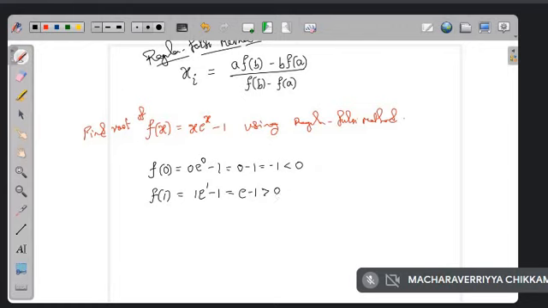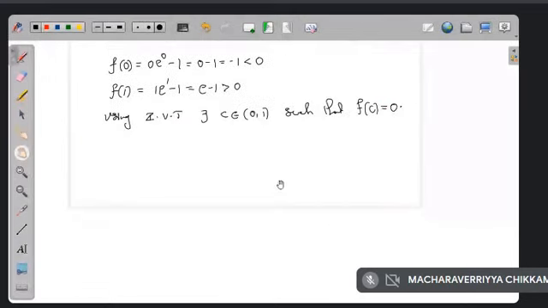Suppose if you have a function for which f of 1 is also negative, what you have to do is, so I hope you can see the screen.